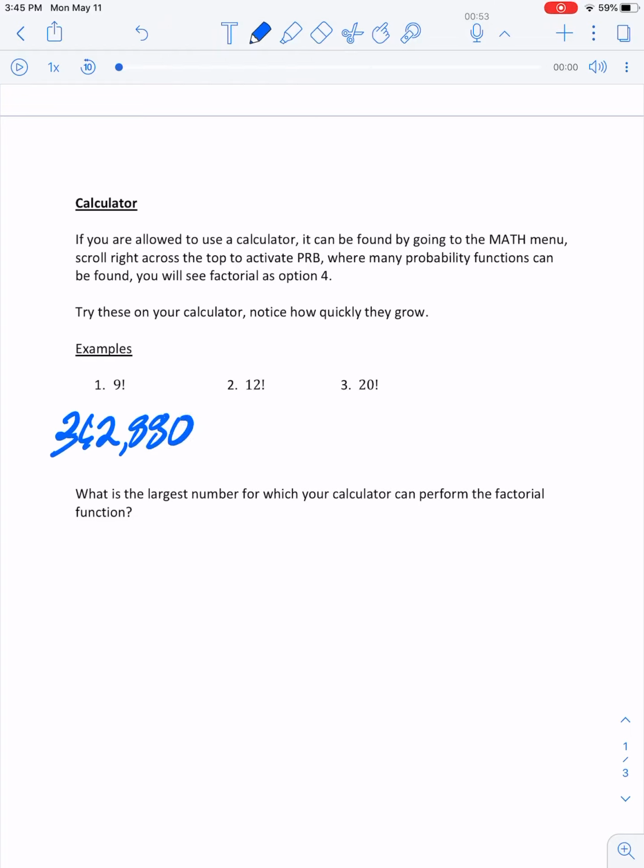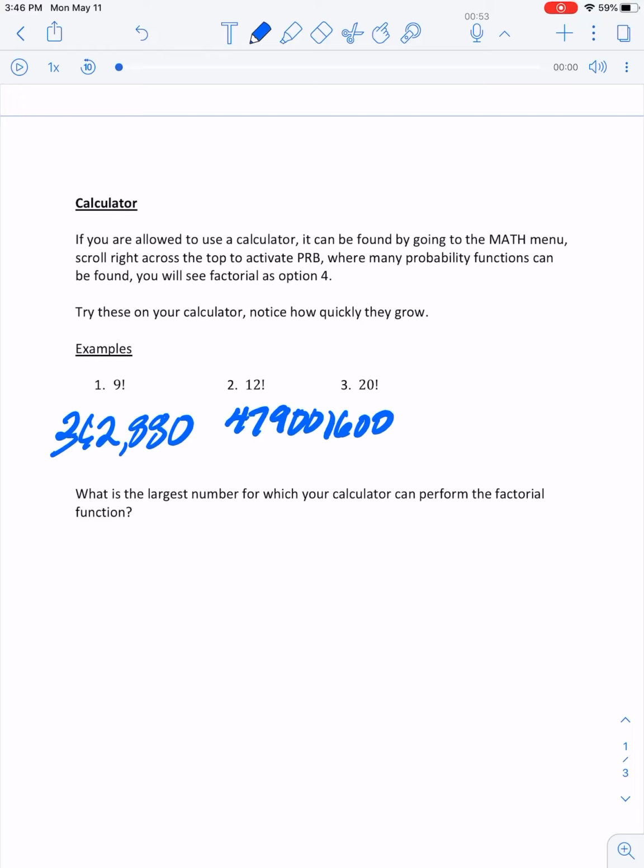Okay, again, that's just 9 factorial, so you can see these things explode quickly. This explodes even bigger than exponential if you want to kind of compare it to something. So again, just to practice, 12 factorial, put in 12, hit math, scroll to the right to probability, choose option 4, hit enter, and this one's huge, 479,001,600. So what is that? That's up in the 479 million.